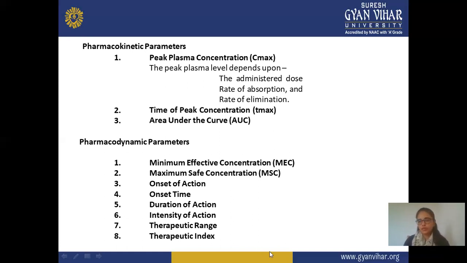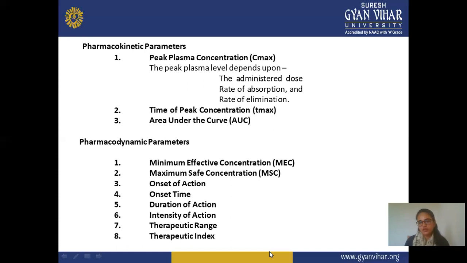In pharmacodynamics, first is the minimum effective concentration, that is MEC. Next is the maximum safe concentration, that is MSC. This means you study both the minimum as well as the maximum effective concentration in pharmacodynamic parameters. MEC is the minimum effect, and MSC is the maximum effect or safe concentration.